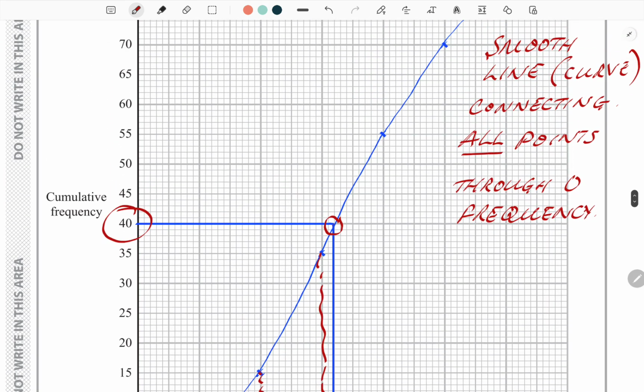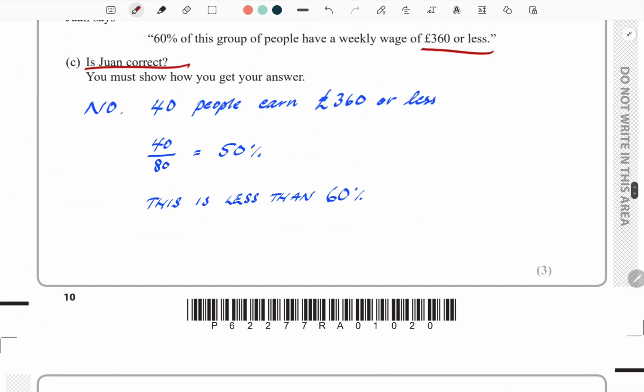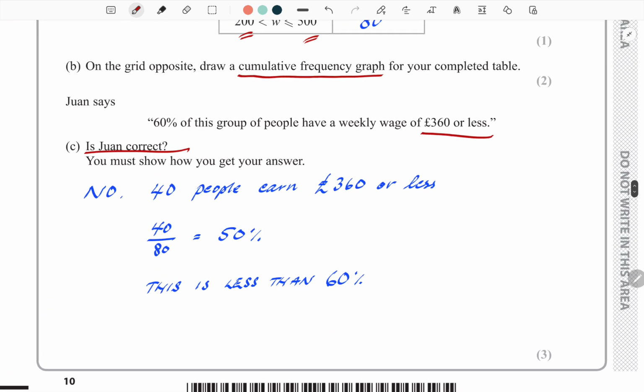So using that data, 60% of 80 is 0.6 times 80, so that would have been 48 people. But it's not. It's actually only 40 people. So the answer to the question is no.